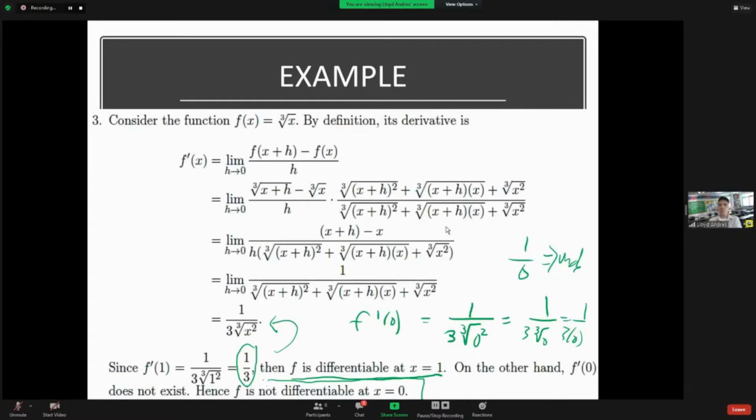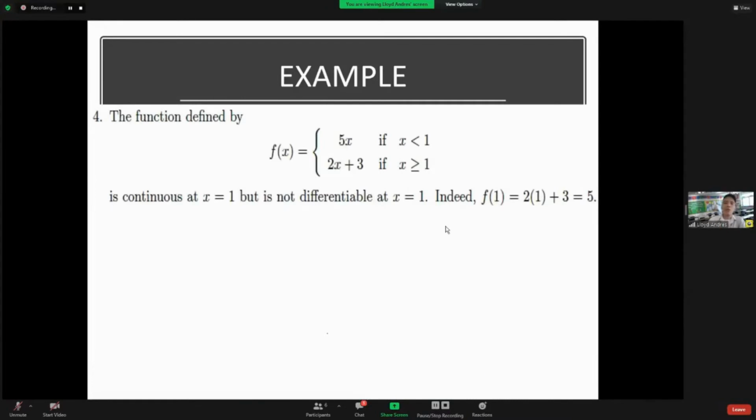So that's differentiability. You can say a function is differentiable if, when you substitute the given x, the result is not undefined. Let's have another example. In this example, the function is continuous but not differentiable.